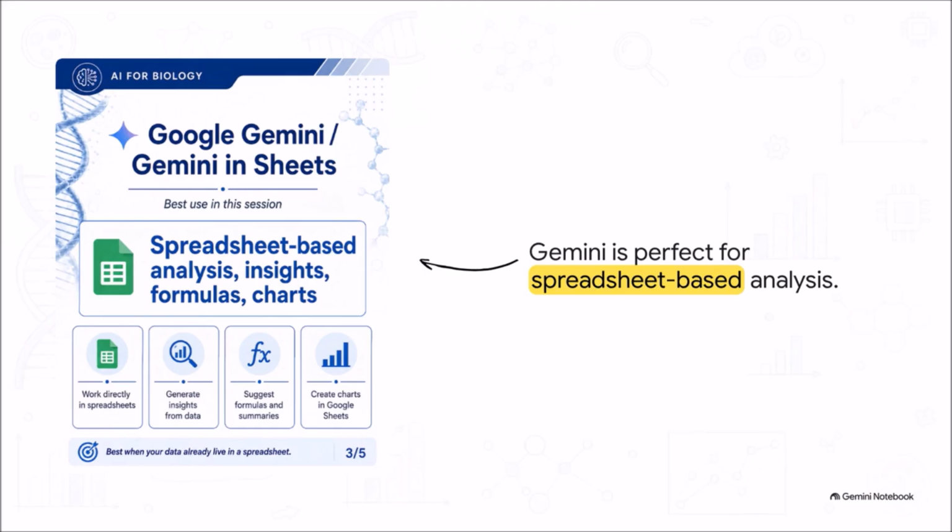Gemini is the absolute go-to solution when your data already lives in a spreadsheet. Look, one of the biggest friction points in data analysis is migrating your data from one platform to another just to run a quick analysis. It completely breaks your flow. Gemini prevents that need to forcefully migrate your data elsewhere. It meets you exactly where your data currently sits.